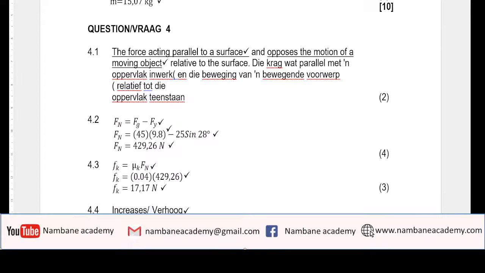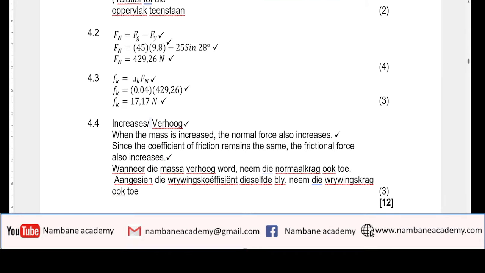4.3, calculate the frictional force experienced by the girl. Fk equals the coefficient of friction times the normal force. 1 mark for the formula, 1 mark for the substitution, 0.04 times 429.26, which is equal to 17.17 Newton. Third mark for the answer with the unit.